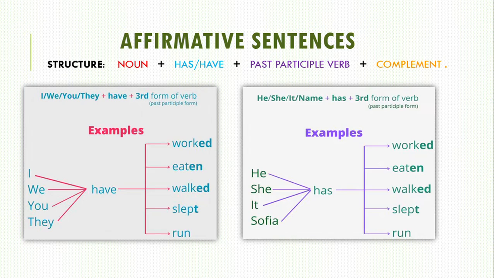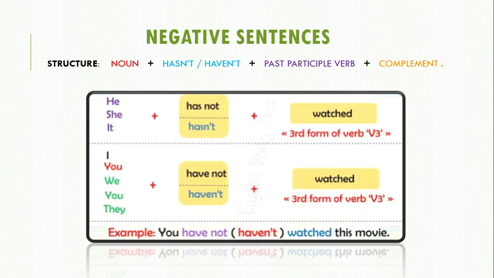Now let's go to negative sentences. The structure in negatives is basically the same. We only need to add not to the auxiliaries. Noun plus hasn't or haven't plus past participle verb plus the complement. Here we have another chart. For he, she, and it, we use has not or hasn't, which is the contraction of has not, plus past participle verb.